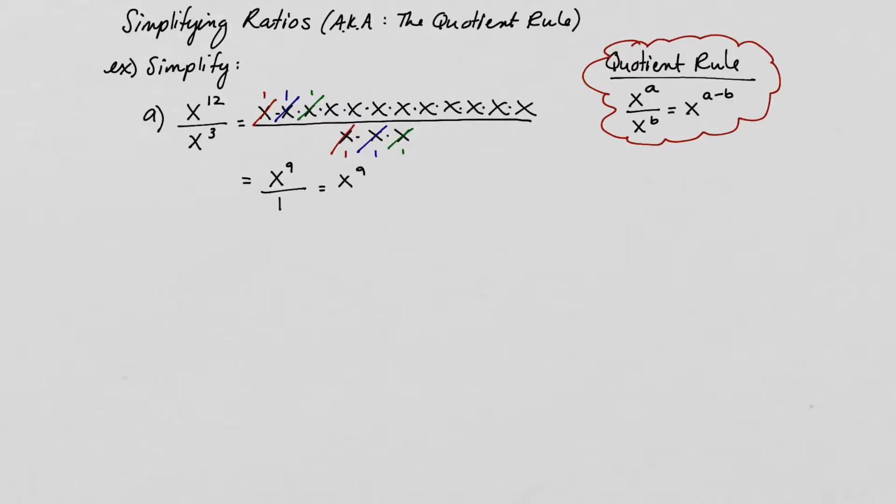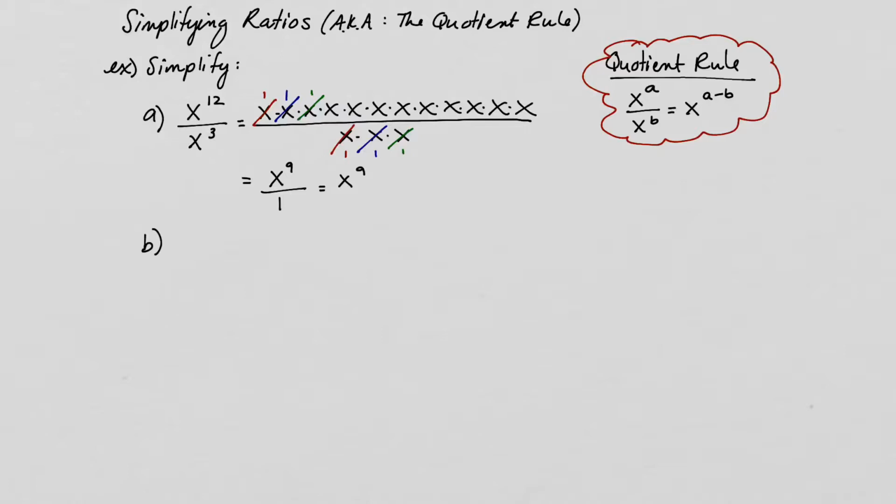Now, personally, I think that you don't really need to memorize the quotient rule, because the way that I think about it is I look at this original problem and I say, okay, where do I have more x's? I have more x's in the top. How many more x's do I have? Oh, I have 9 more x's in the top than I do on the bottom. So I would have x to the 9th.